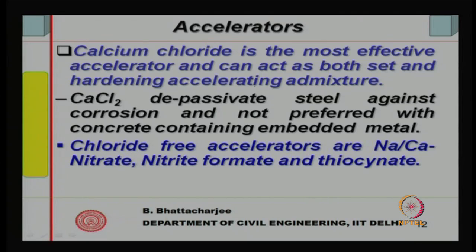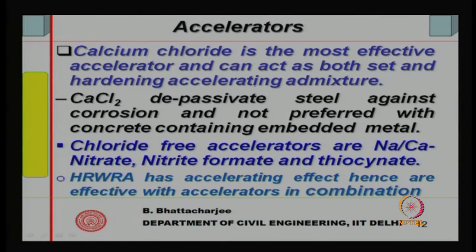These are sodium or calcium nitrite, nitrate, formate and thiocyanates. So, chloride free accelerators like these are useful in this direction. As we have seen earlier, high range water reducing agent, the superplasticizer, has some accelerating effect, hence they are effective in combination with an accelerator. They themselves have some accelerating effect, and if you use them together with an accelerator, the benefit is even more. It is quite effective.